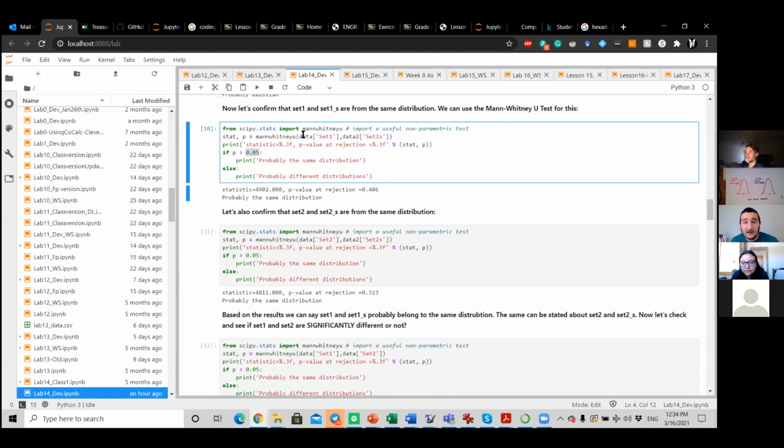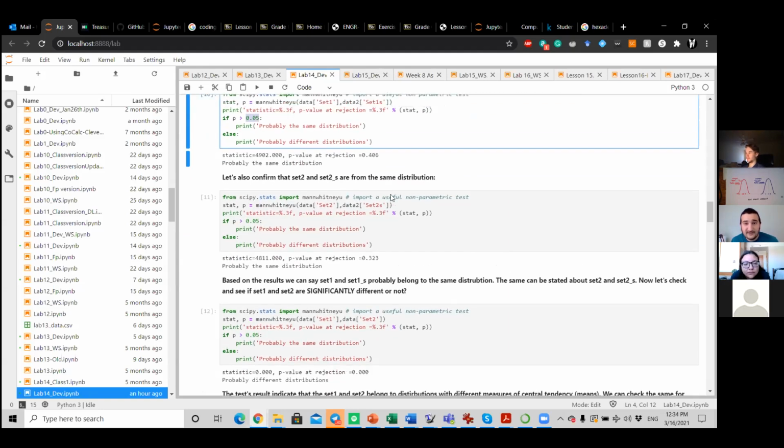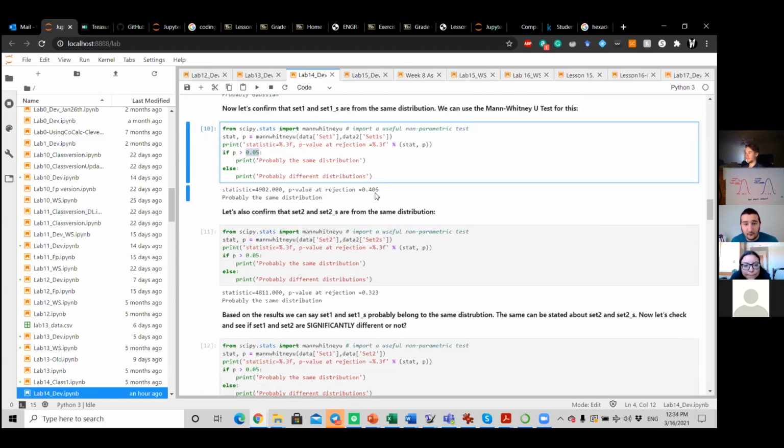Okay. We ran the test. We got a p-value of 0.4, which is way bigger than 0.05. So we're going to conclude that set 1 and set 1s are probably from the same distribution. Running the same thing on set 2 and set 2s, we get a p-value of 0.3, which again is larger than 0.05. So we're going to conclude that these two are also from the same distribution.